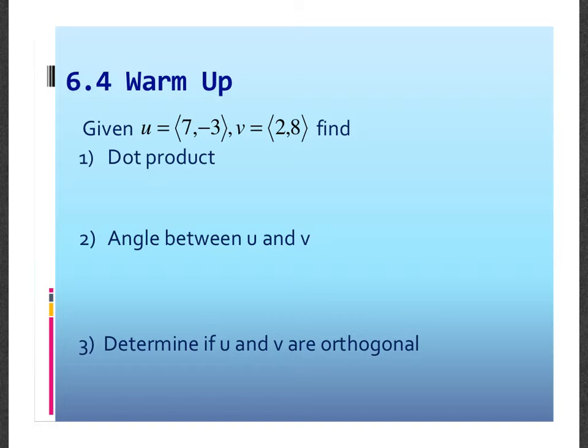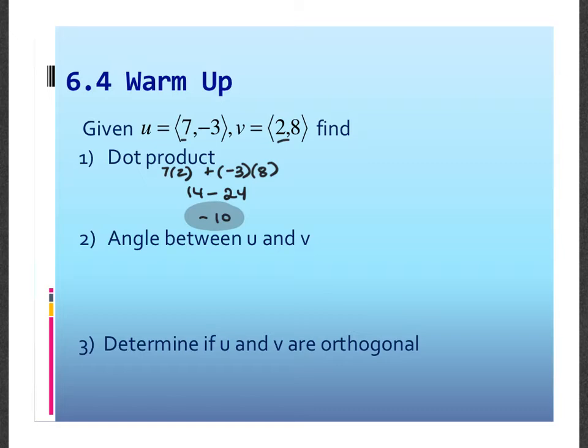So in the dot product, we multiply the first and first, and then the second, and then we add them together at the end, so the result of a dot product is always a single number. So I would do 7 times 2 plus negative 3 times 8, and I'd get 14 minus 24, which is negative 10. So that would be the dot product of U and V.